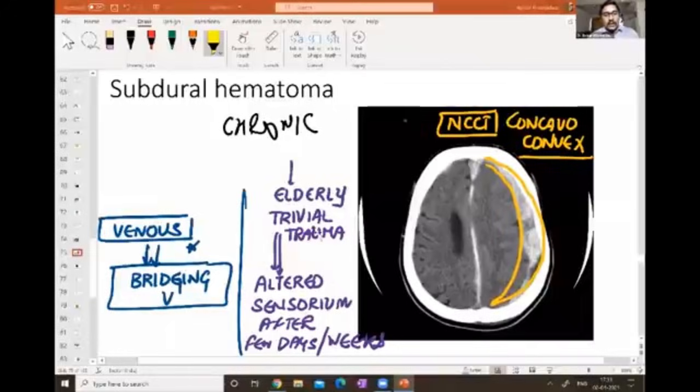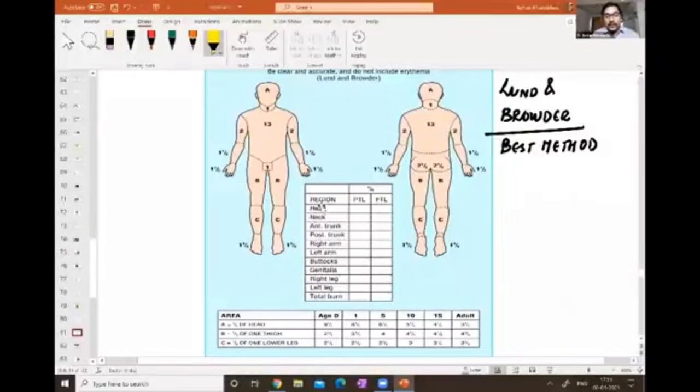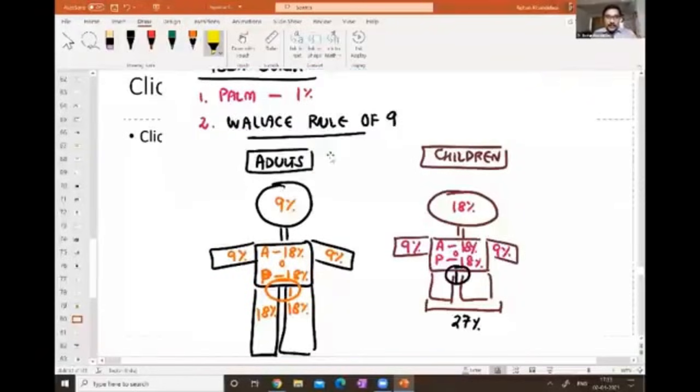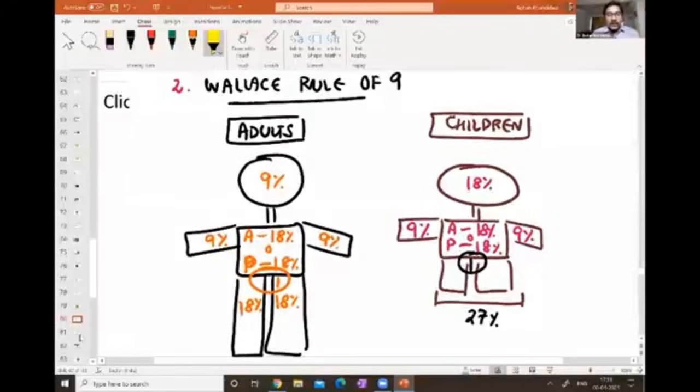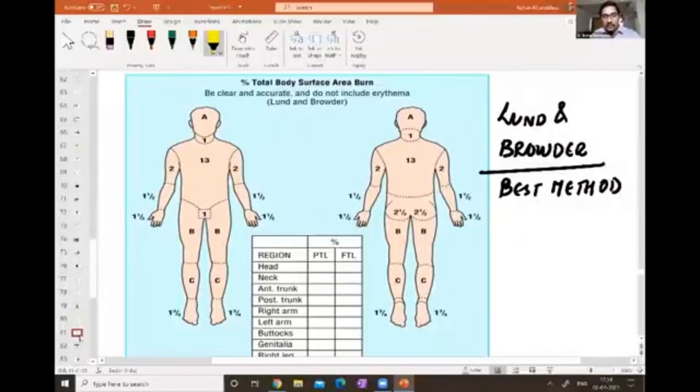You all should know that the rule of 9 is the Wallace rule of 9. You should know the palm is 1% body surface area. You will get it in the PDF. You need to memorize the various percentages. You can be asked questions based on this. You also need to know that Lund and Browder charts are the best method to calculate body surface area burned. This question has also been asked in your exam.